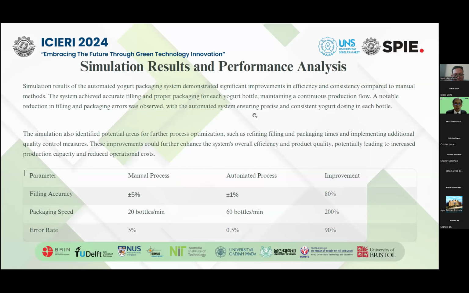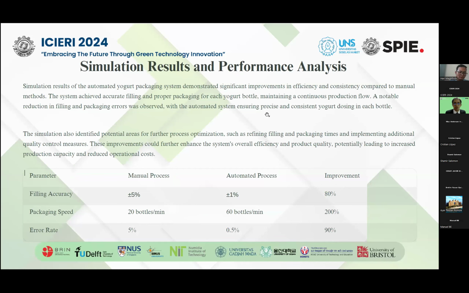Now, the simulation results and performance analysis. These simulation results of the automated yogurt packaging system revealed significant enhancements in efficiency and consistency compared to manual methods. The key findings include filling accuracy.